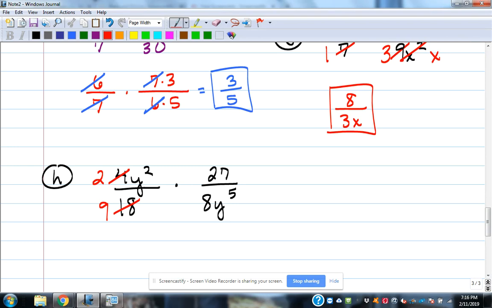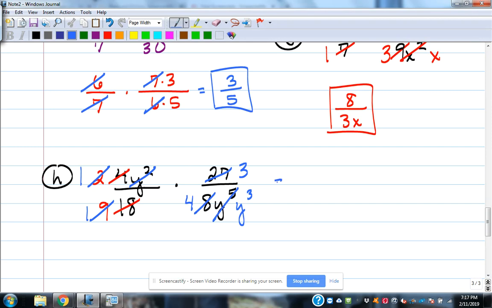All right, now I can go diagonally. 2 and 8 have 2 in common, right? So it ends up being like 1 and 4. 4y to the 3rd. Okay, because 2 y's up here cancel out how many down here? 2 of them, so 5 take away 2, 3. So these y squareds up here are gone. This becomes y cubed, or to the 3rd power. What about the 9 and the 27, the other diagonal? 1 and 3.